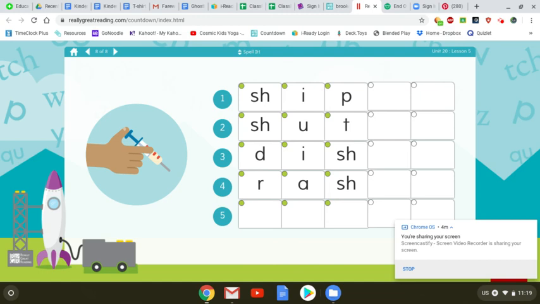Our first sound was sh. Good. It was SH. Our second sound was o. O. And our last sound was t. T. We spelled shot. Good job.